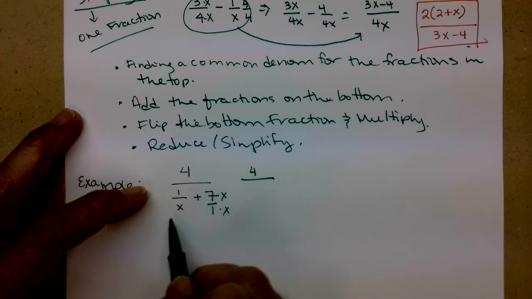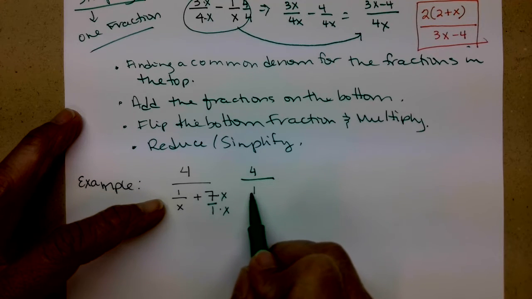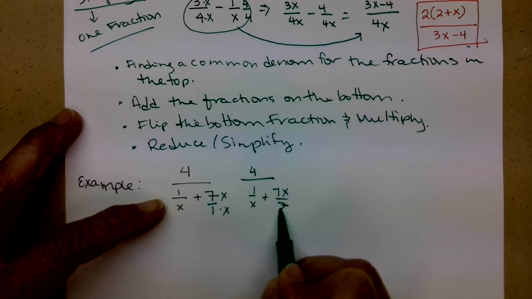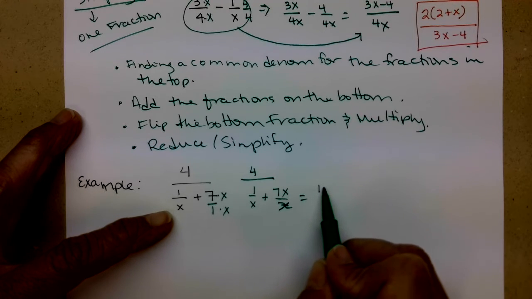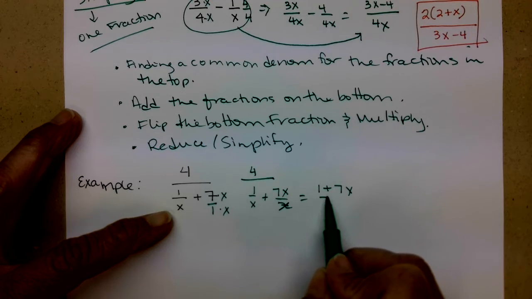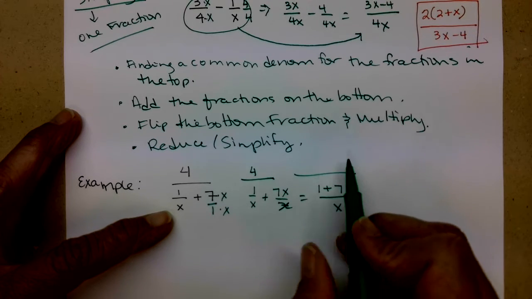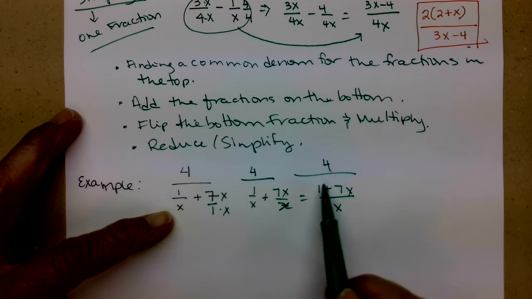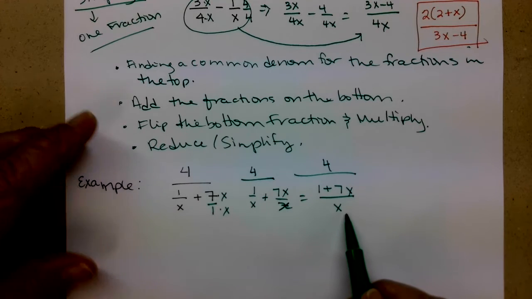So what are we going to get on the bottom then? I've got 1 over x plus 7x over x. Oop, get my x in there. So that means I have 1 plus 7x all over x. And then here's my 4 from the top. Okay, so now I've combined. I have one thing on the top. I have one fraction on the bottom. So now we're at step 3.